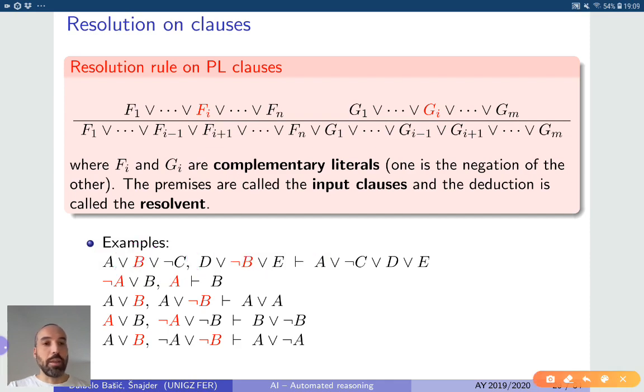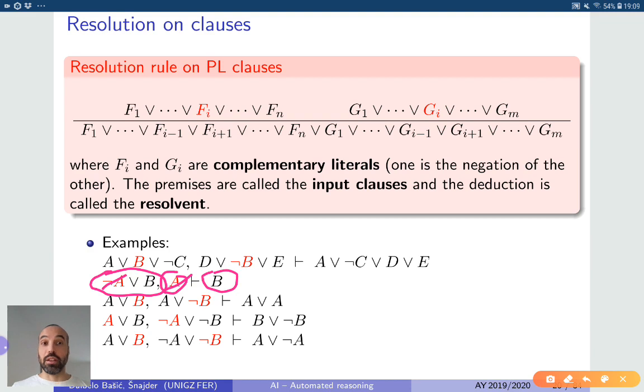The second example is a clause not A or B, and the second clause is A. A is going to be cancelled. What I'm left with is B from the first clause, nothing from the second clause, which leaves me with only B from the first clause, and that's my deductive consequence.